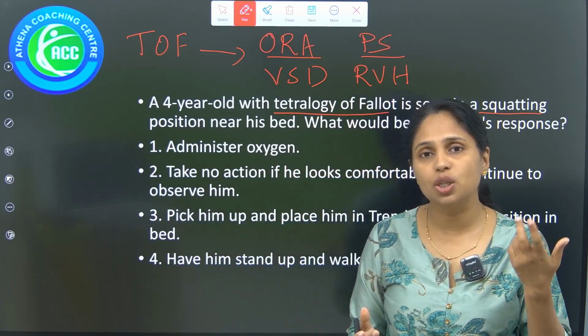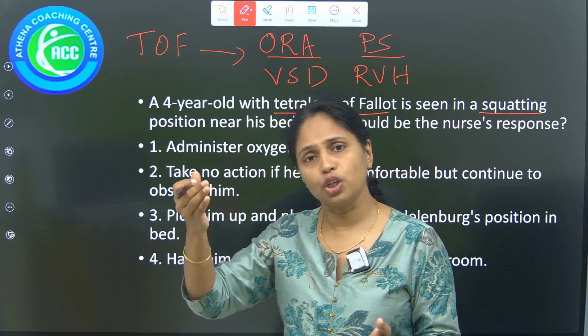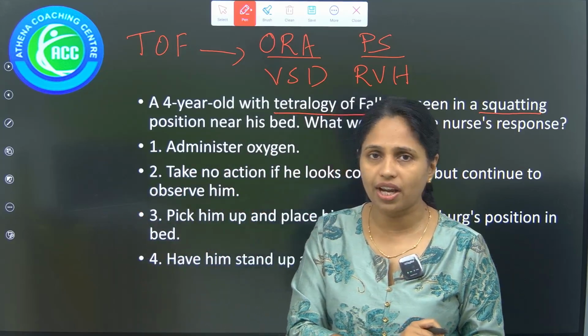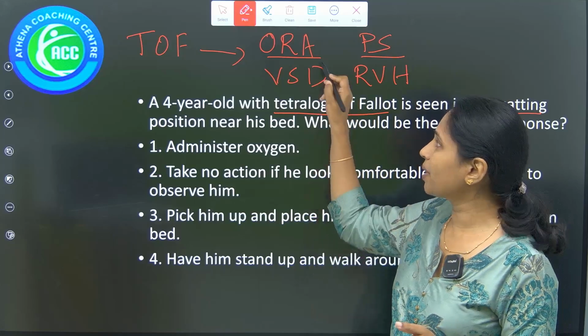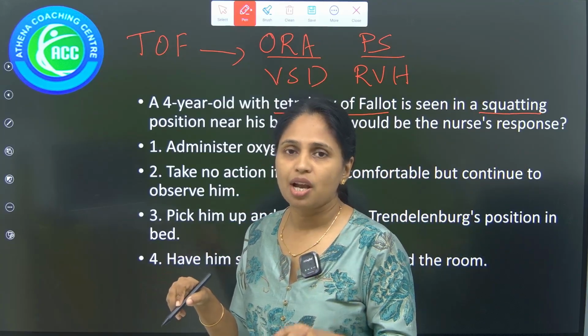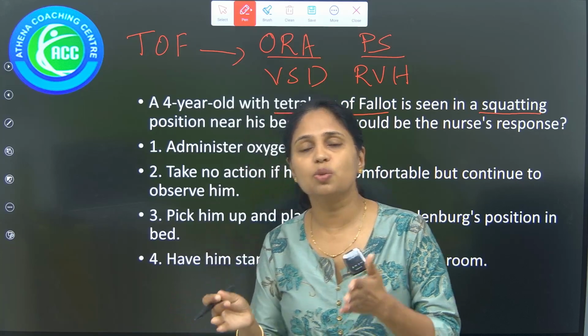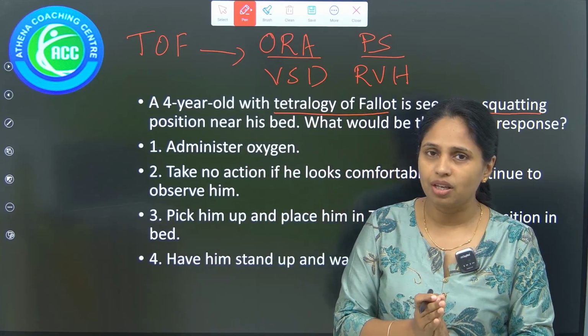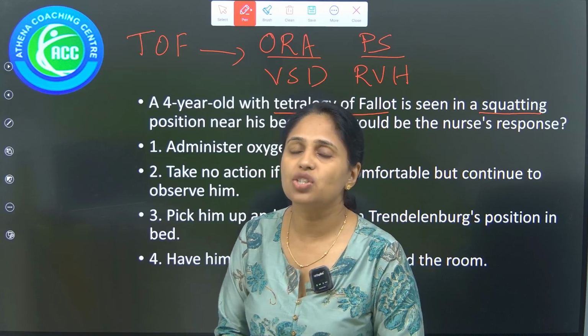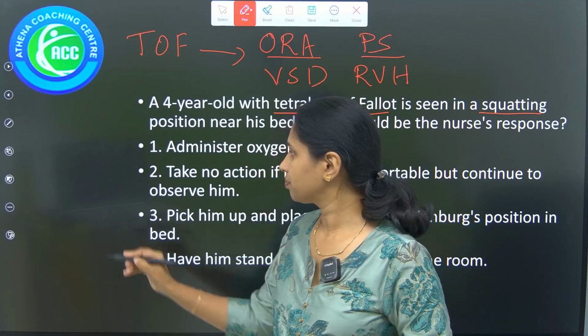Overriding of aorta is a situation where the aorta, which usually has to originate from the left ventricle, originates from the right side. Because of overriding of aorta, there will always be a ventricular septal defect. Pulmonary stenosis is a condition where the pulmonary artery is narrowed, so it is not able to collect the entire blood from the right ventricle. Clear? Now look at this.